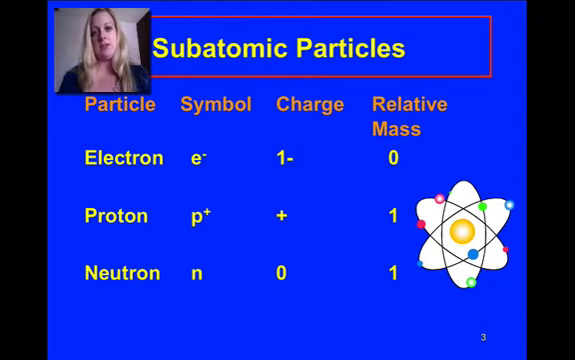Also inside the nucleus is the neutron. And the neutron, we put a little n. We don't have a plus or minus sign by it because it has 0 charge. It's neutral. All right, so it's not positive or negative, it's just neutral. But it does have mass. Okay, so its relative mass we would say is 1. Again, electrons have no mass, they're whizzing around, negative charge. Protons and neutrons are inside the nucleus, and they do have mass.